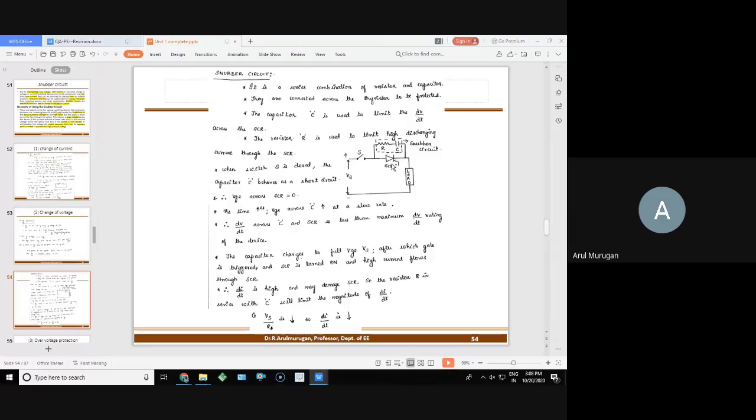So that's why a resistance and capacitance are connected across the device, to save the device from dV/dt problems. That is called a snubber circuit.